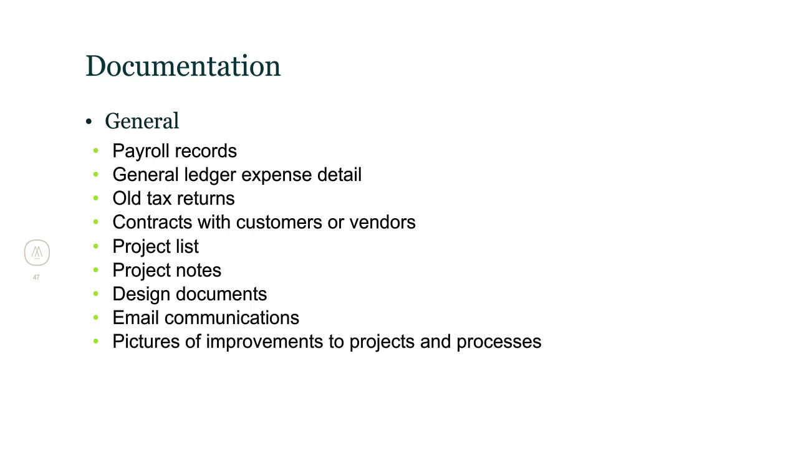Also, if you don't remember any of this but you remember one thing, remember this: we need to have a good list of projects. If you're going through the year and thinking about R&D credits, just start making a list of the projects, because we can use that as a baseline and really build on top of it. Some of the other things that are helpful are project notes, design documents, email communications, pictures, things of that nature.